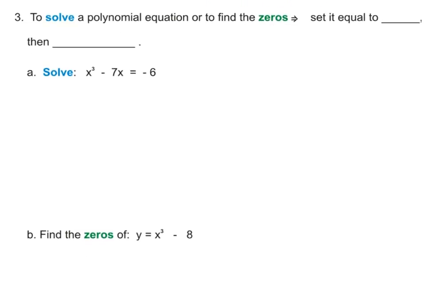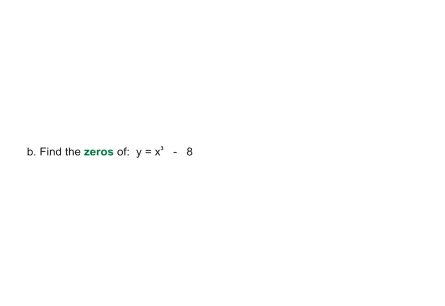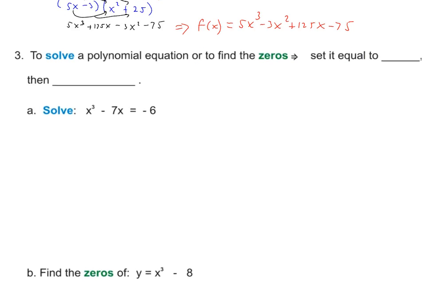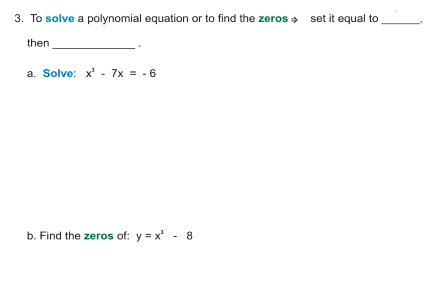Number 3. All right, here's another solve. To solve a polynomial equation, or find the zeros, set it equal to 0, then factor, right? So first example, would you agree we got to move the -6 to the other side? So now we're at x cubed minus 7x plus 6 equals 0.